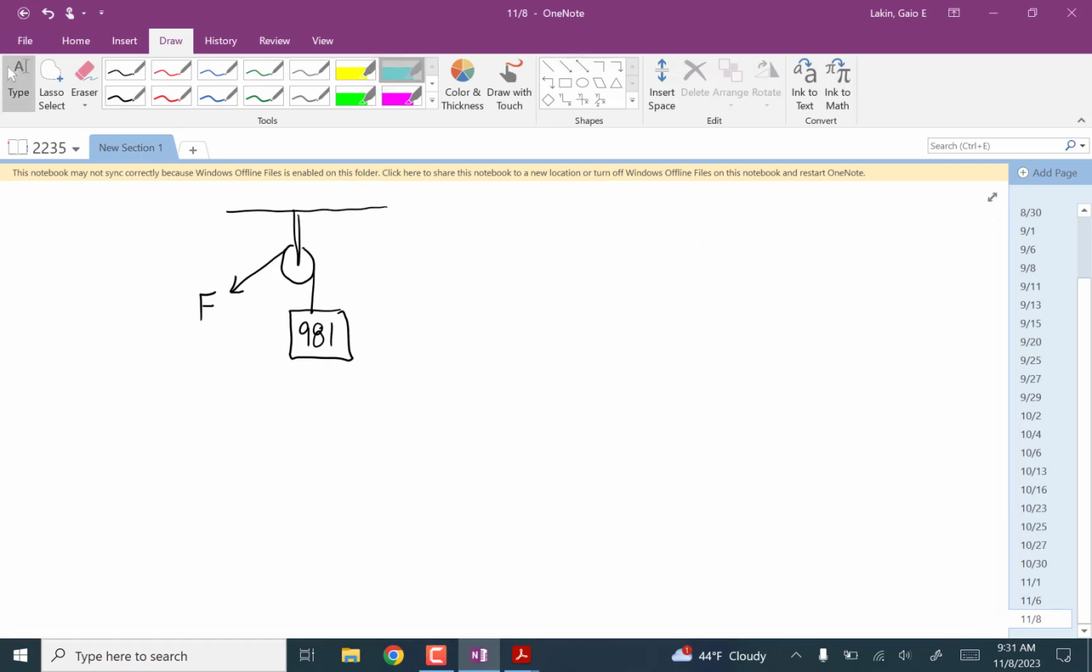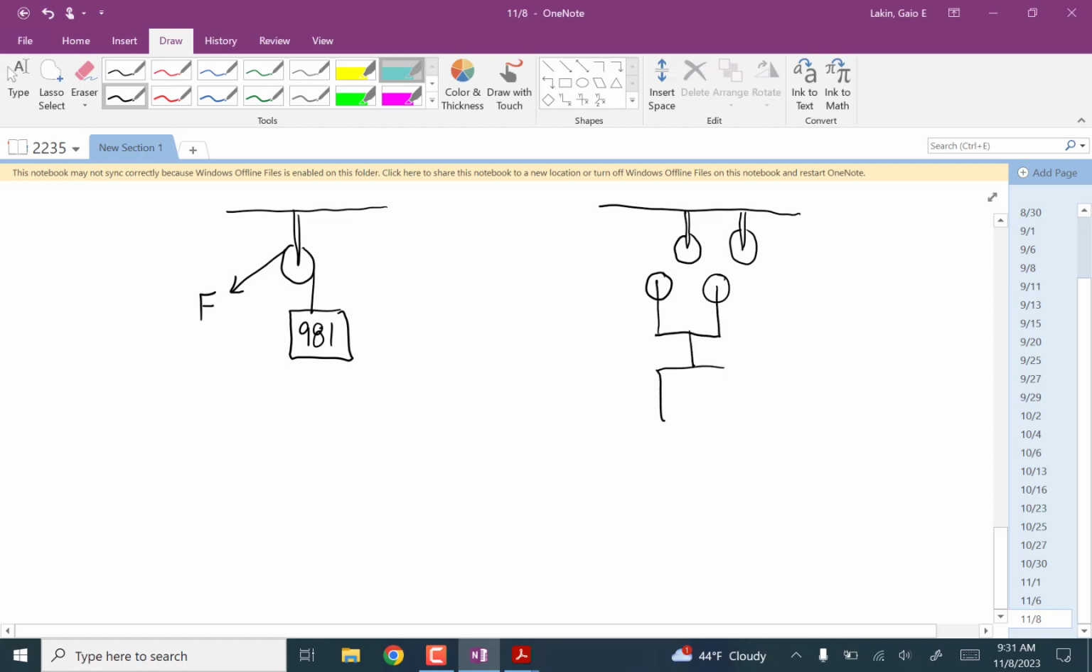In a real block and tackle system, they don't do it like this because it takes up a lot of space, but this is the principle of what they're doing. So there. This force, your free body diagram. Your free body is this.